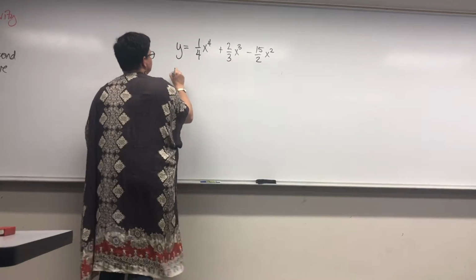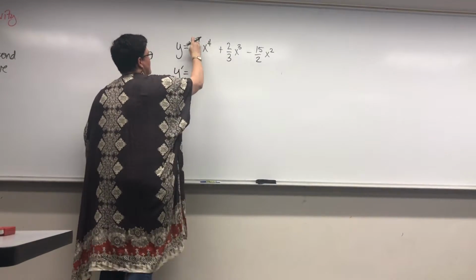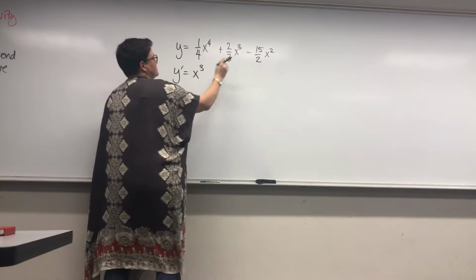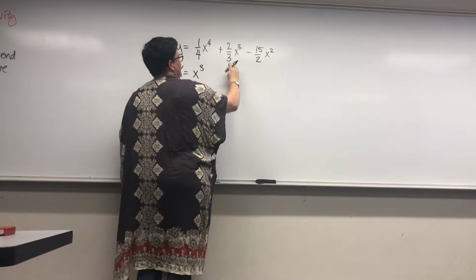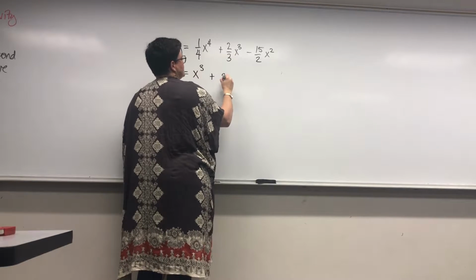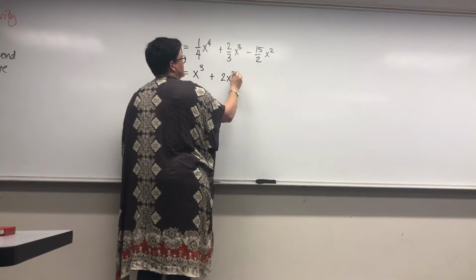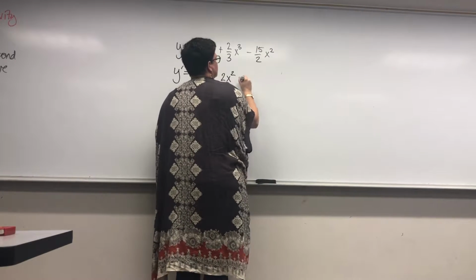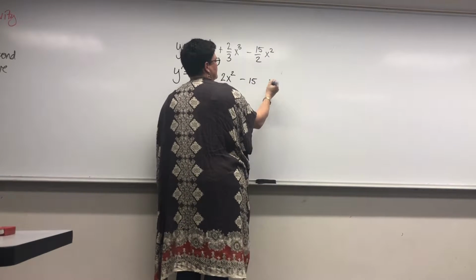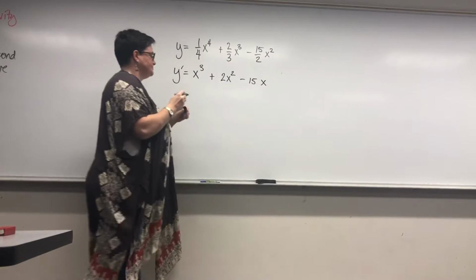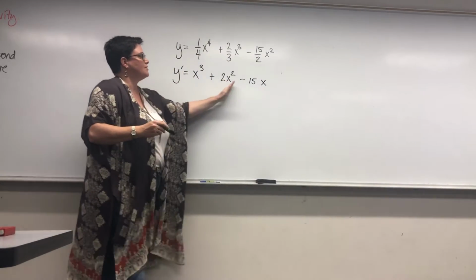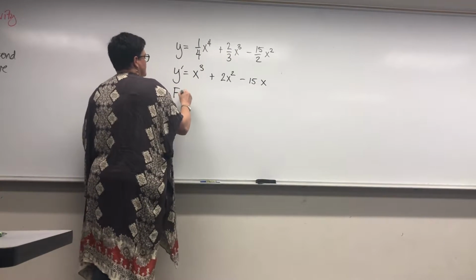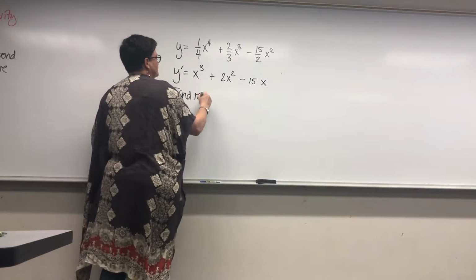What's my derivative? The 4 comes down and cancels, gives me x to the what? Third. Good. The 3 comes down and cancels and gives me 2x squared. Good. The 2 comes down and cancels and gives me minus 15x. What can I pull out of all three of those things? Good, so we're going to find maximum, minima.